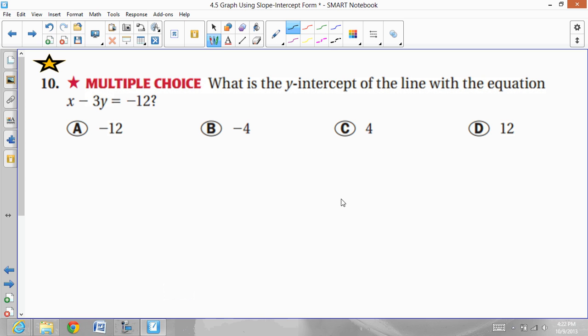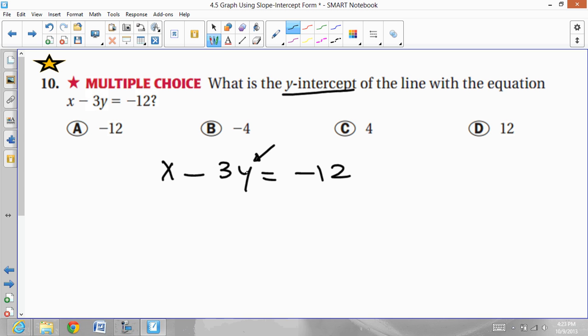Now look at this question number 10. It's a multiple choice question. What is the y-intercept of the line with the equation x minus 3y equals negative 12? Number one, you have to rewrite the equation, which is what you learned in lesson 3.8. So let's take the equation x minus 3y equals negative 12. Number one, you have to get the y alone, which is rewriting or solving for y. So you need to move this and this to the other side.